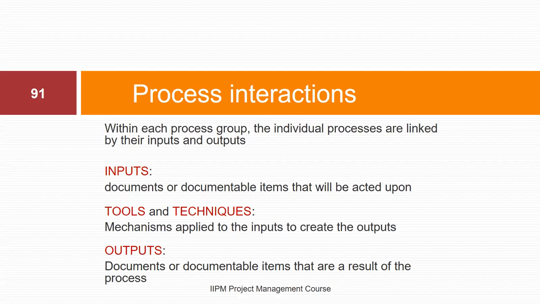Now, the inputs are the document or the documentable items that can be acted upon in the course of the project. The tools and techniques are the mechanisms applied to the inputs to create outputs. And then the outputs are the document or documentable items that are a result of the process. For instance, in this particular program, we have a process called training or facilitation.